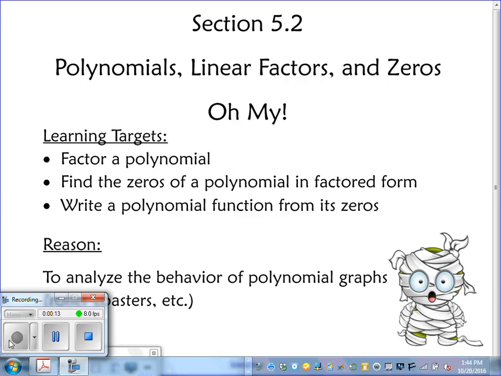Oh my. Right? Like lions, tigers, and bears. Oh my. Huh? Yeah? Oh, see, I was funny. And I love my little mummy guy because he just makes me smile. So he's on every page because he's really cute.